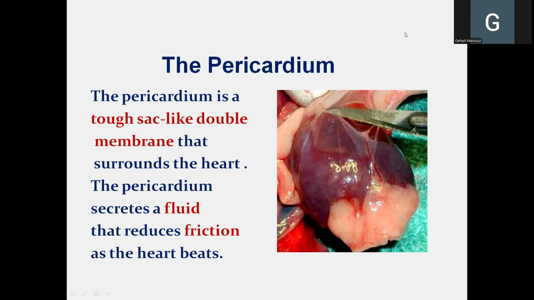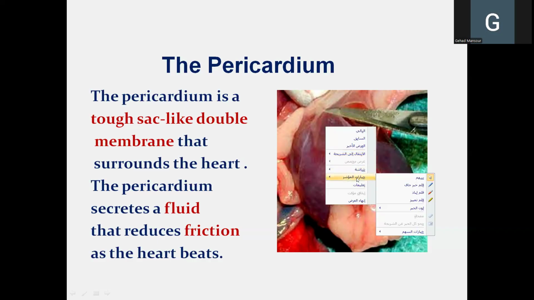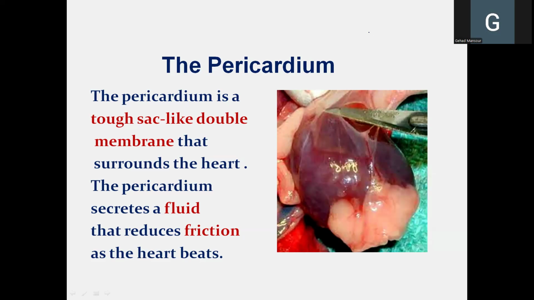Good morning. In this video, we are going to discuss some slides on the cardiovascular system, and we will start with the pericardium. The pericardium is a tough connective tissue sac that surrounds the heart. That sac is double layered, meaning that it is made of two layers. One of them is adherent to the heart, and the other is a bit away from the first one.